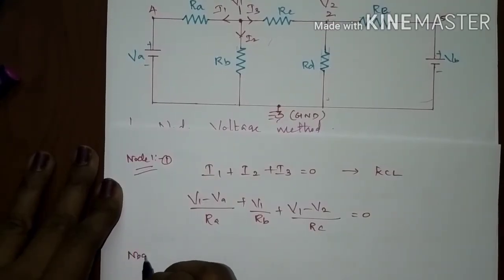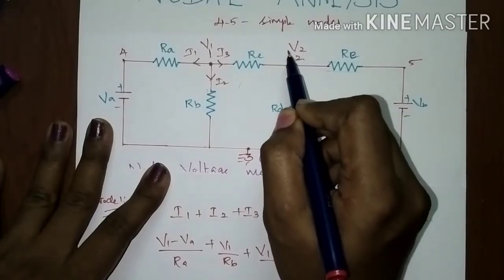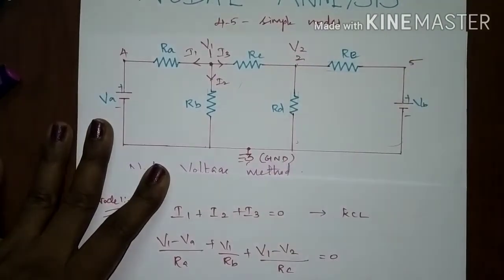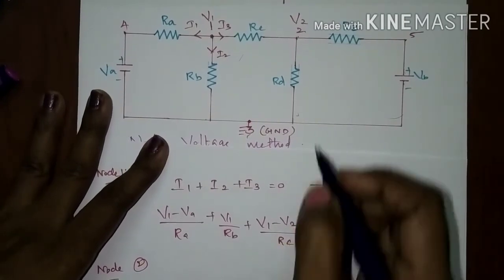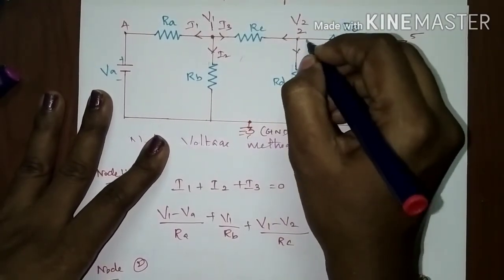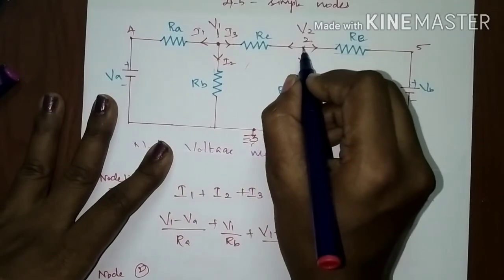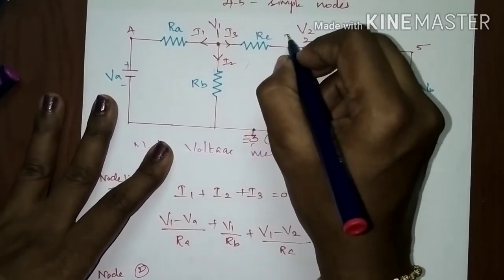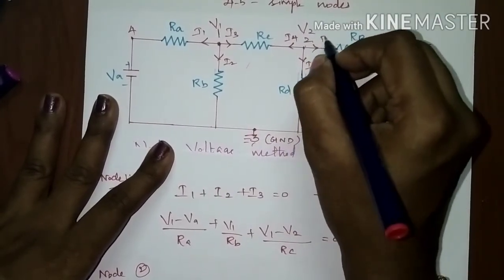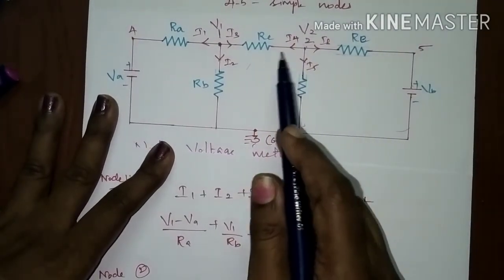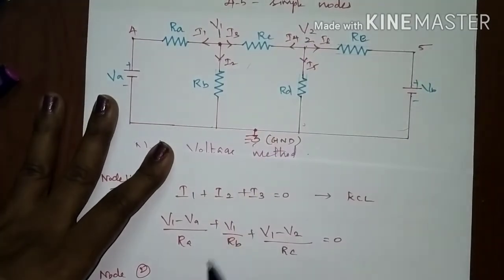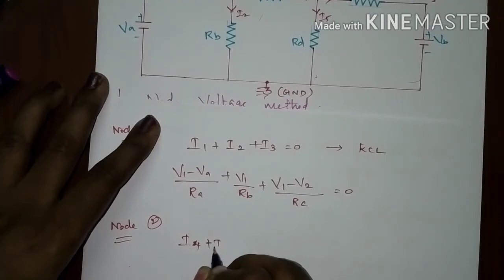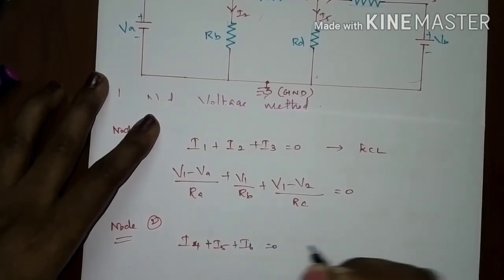Now the nodal equation for the second node. Now we assume that V2 is at higher potential. So if V2 is at higher potential, the current will be flowing away from V2. Assume these currents as I4, I5 and I6. If you apply KCL here at V2, the second node, the currents are leaving, so the summation of I4 plus I5 plus I6 is equal to 0.